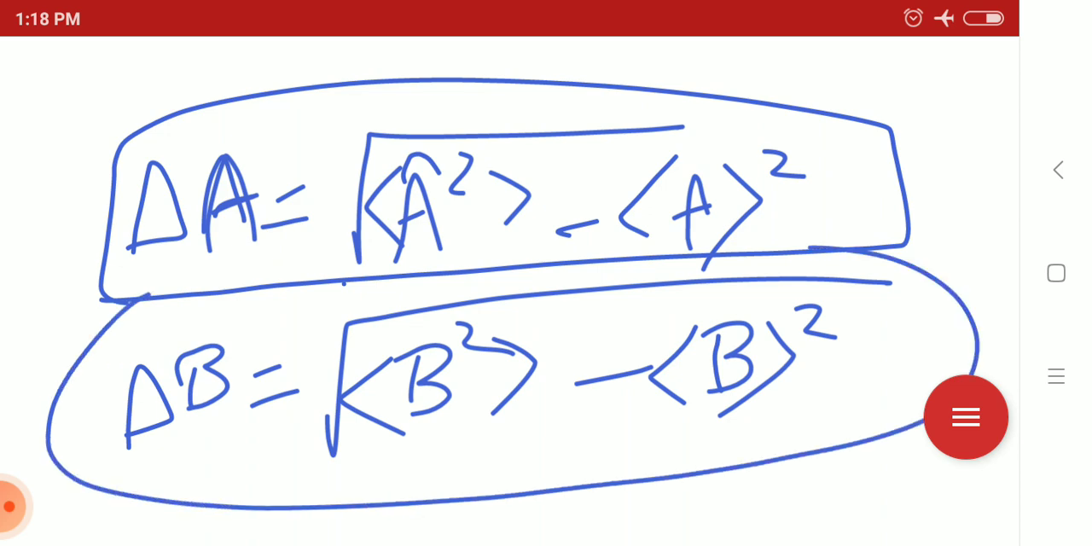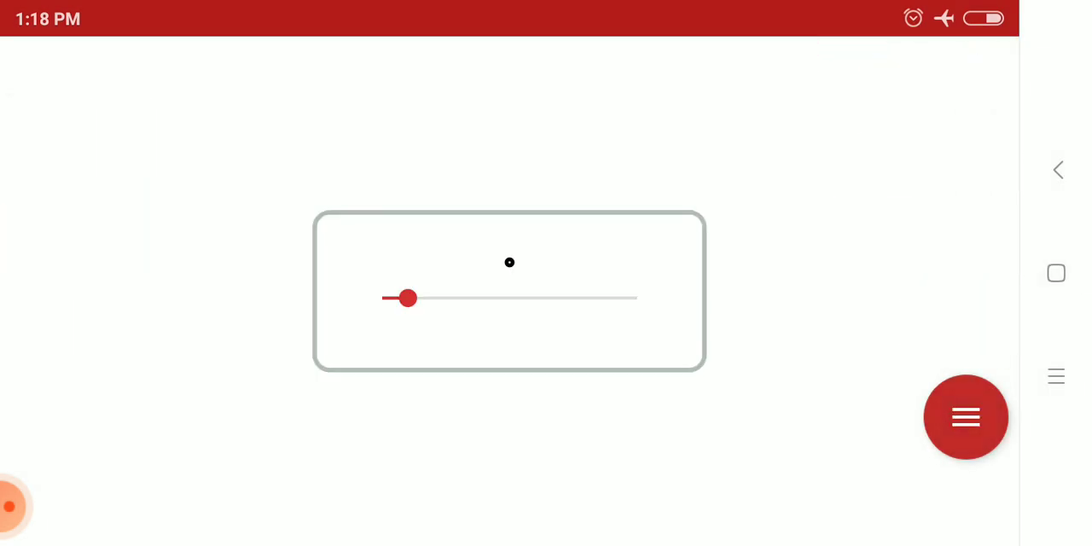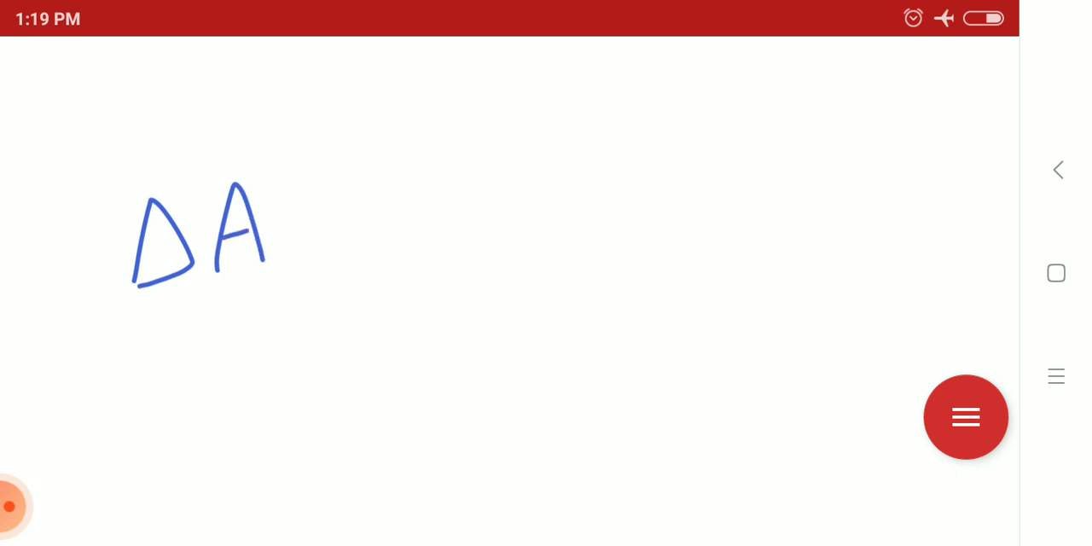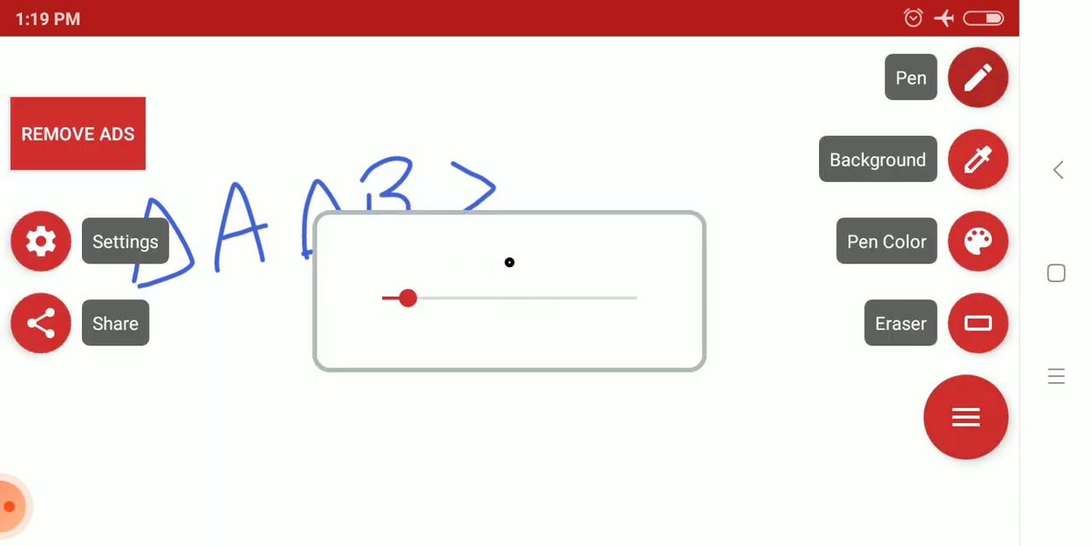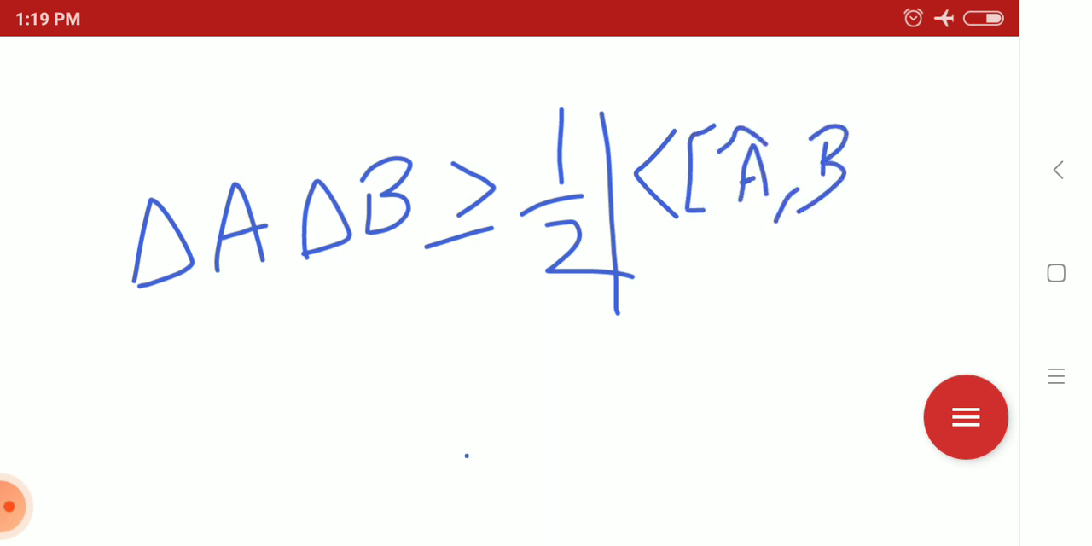And what is the relation between them? The relation is such that delta A into delta B is greater than or equal to half mod of the average of the commutator relation A comma B.